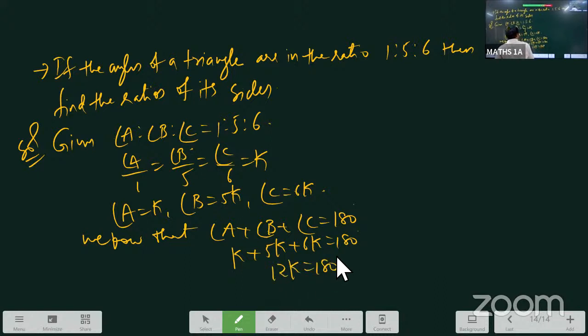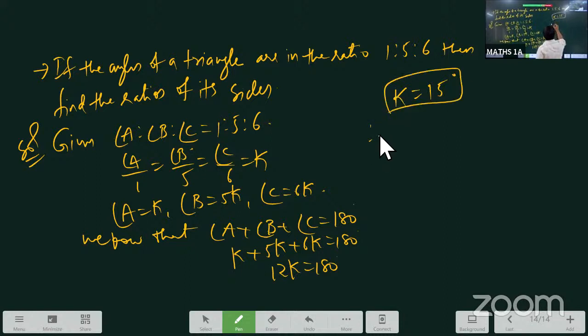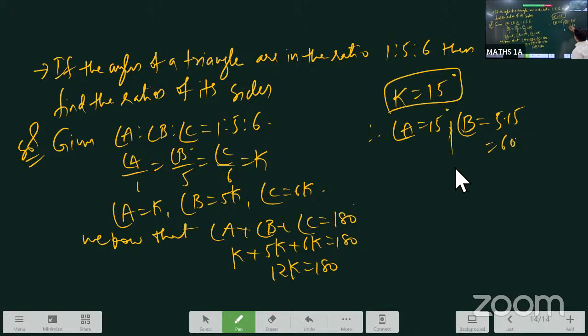12K equal to 180, K equal to 15 degrees. Therefore, angle A is 15 degrees. Angle B equal to 5K, no? 5 into 15, that is 60 degrees. Is it clear? Then angle C, 6K, no? That is 6 into 15, 15 6s are 90. This is angle C. So I got all the angles.